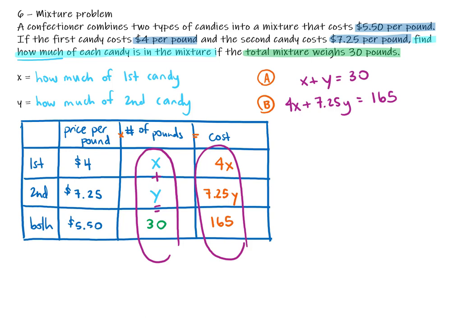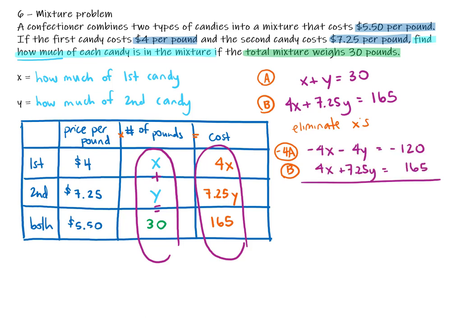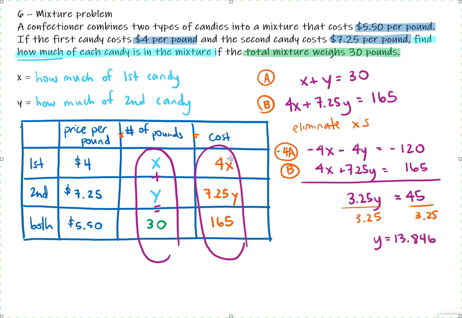The dark blue is what was given to us. The light blue is what we were looking for. The green is also something that was given to us in one of the sentences. We multiplied the columns to make that third column, and then we're adding our pounds and our cost together. I'm going to multiply that first equation by -4 to eliminate my x's. Adding them together, I get 3.25 times y equals 45. Using my calculator, I got y is equal to 13.846.